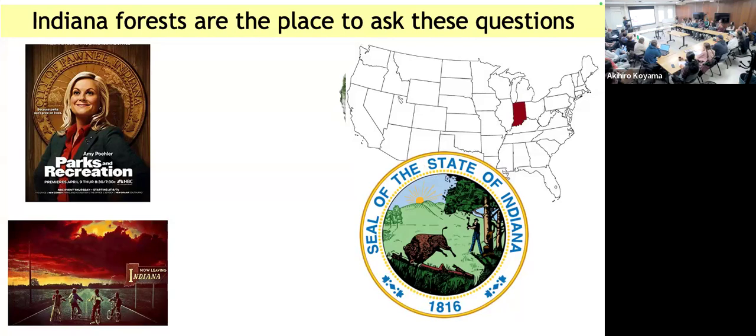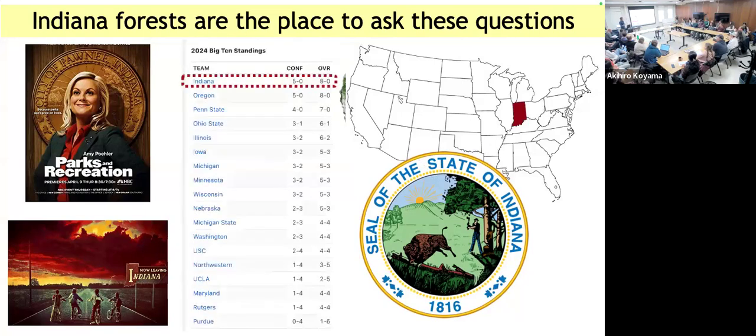This is actually our state seal of a guy cutting down the forest here as the bison roam. But we have a lot of secondary growth forests, about 85 to 125 years old, that are blanketing, especially in the southern part of the state. And I don't know how this slide got in here, but I guess we're known for our football team. That's what some people tell me.